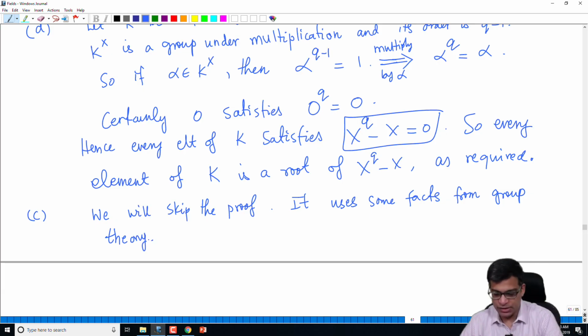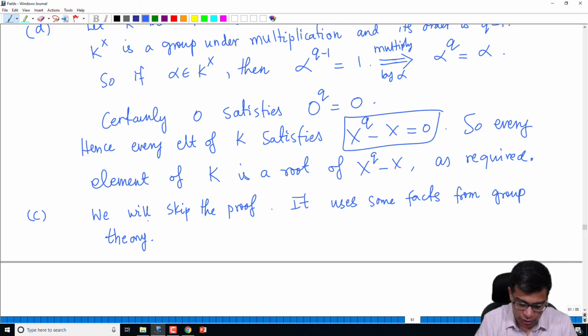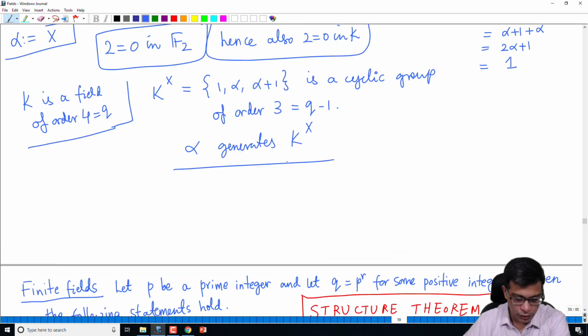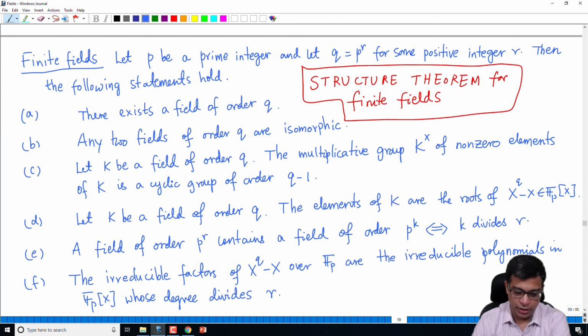One way that you can prove this is using something called the structure theorem for finite abelian groups. It takes me away from what I want to do, and I don't want to spend time on that. So I will skip the proof. You can read this proof in any book, for example Artin's Algebra, which is what I am using, where he proves this. It's not a difficult proof at all, but it uses some group theory which I want to avoid. So we will skip the proof of C, which is that the multiplicative group of non-zero elements of K is a cyclic group of order Q minus 1.